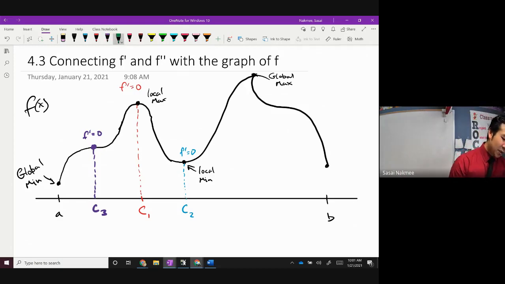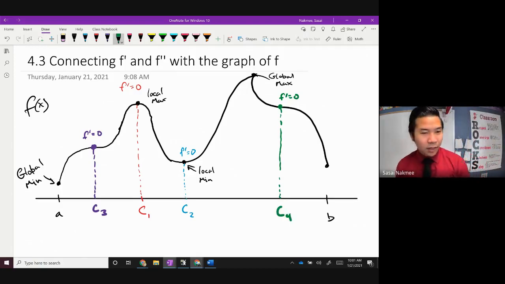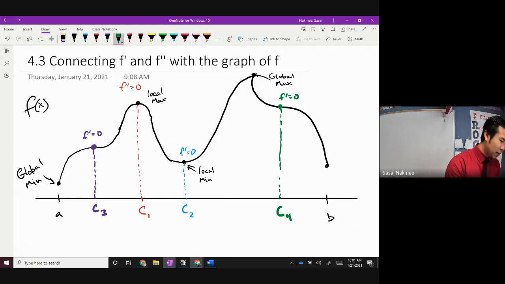I have another one that's similar to that, and that's over here. If you look at it, this right here, the derivative is also equal to 0 at this point. Let's call that critical point 4. And last but not least, hopefully you can see this one as well. This point right here, that's another critical point. Let's call that critical point 5.